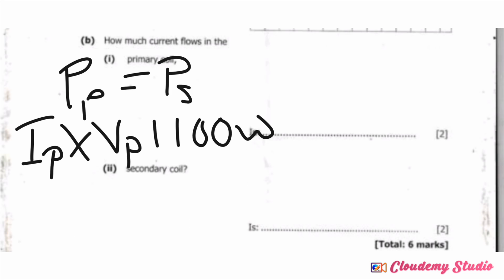So our answer will be 10 here. Am I writing in the correct space? Not here, instead it is here. 10 ampere, like that. Then the second one is the secondary coil, the current in the secondary coil.